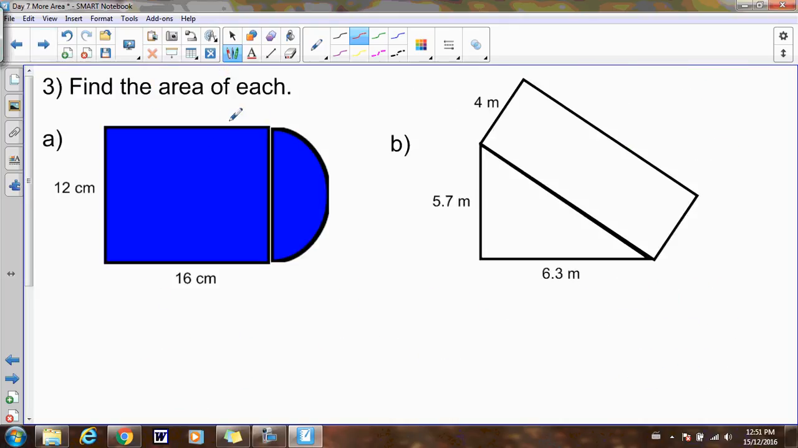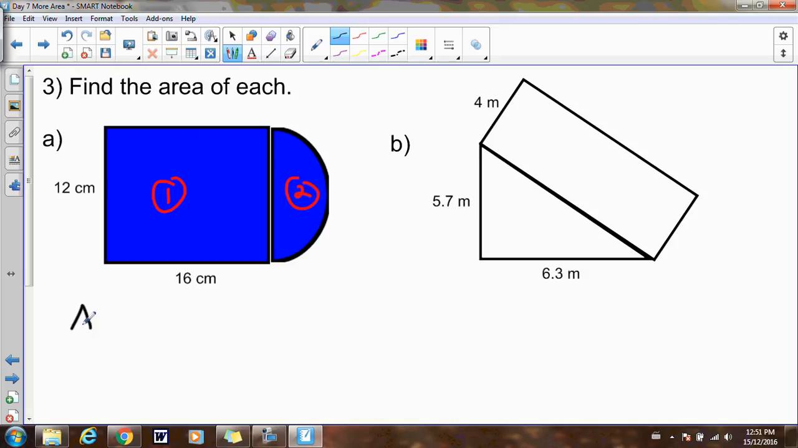Okay, a few more. So they want us to find the area of a little bit more complicated shape now. So let's do this one together. We have two things here: this rectangle, we'll name that 1, and this half circle, name that 2.